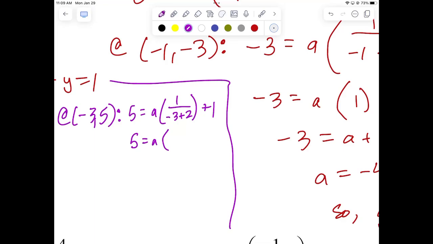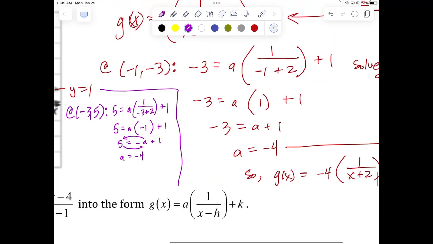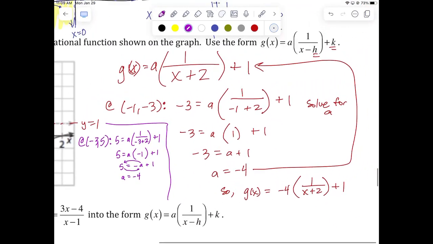I sound like Eeyore. Negative 3 plus 2 is negative 1. 1 divided by negative 1 is negative 1. So I get 5 equals negative A plus 1. If I bring the A to this side, it becomes positive A. And if I bring the 5 to this side, it becomes negative 5 plus 1 is negative 4. It's the same number. That's all that we needed to snap Eeyore out of his slump. Just let him do it both ways and realize it's the same.